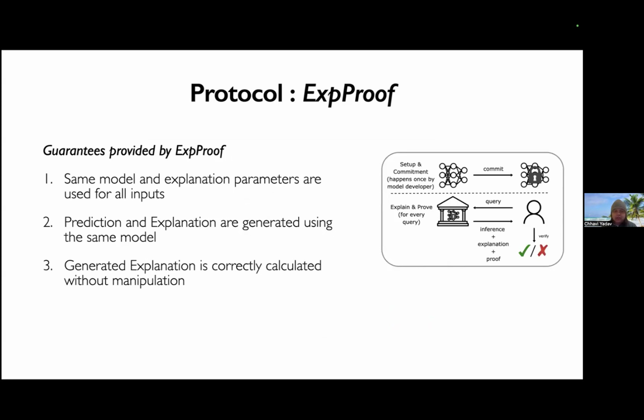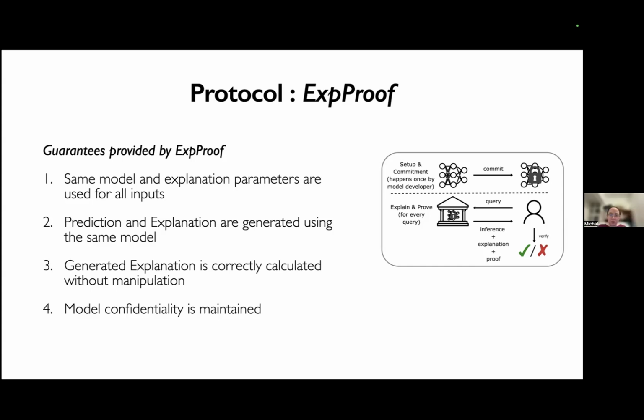And as I mentioned, the first property, that the same hyperparameters are used for all inputs, also comes from commitments. So you can also commit to hyperparameters. And then the commitment string is used in the proof and the verification of the cryptographic proof, so that's how the model gets tied to the explanation and the inference. And because of the verification of the proof, you can know whether the generated explanation is correctly calculated or not. And neither ZKP nor commitments are leaky, so the model confidentiality is still maintained.